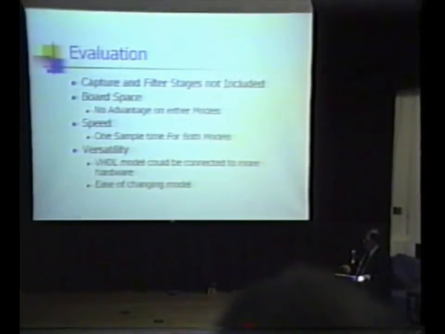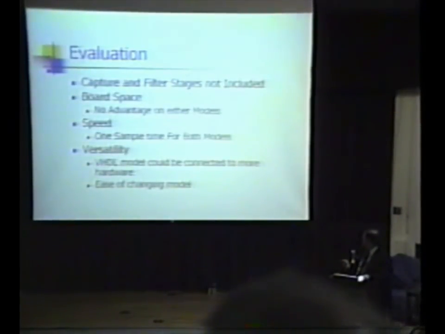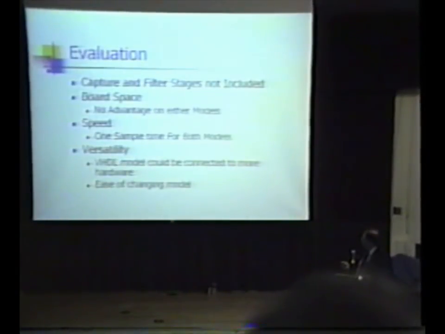The DSK actually uses this one chip for all the RAM, most of the capture and everything. Speed: for each of them, the mixing process only took one sample cycle to process, and then it was sent out to the DAC. Although the processing time for each model, the VHDL model actually was quicker. Versatility: the VHDL model won because it could be connected to many more hardware than the DSK, and it was really easy to change the VHDL model for more hardware.